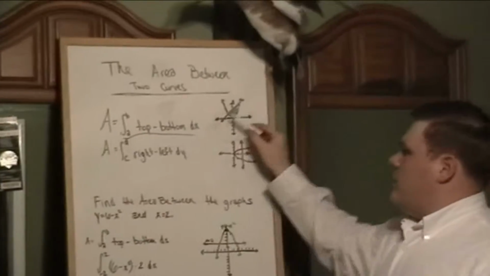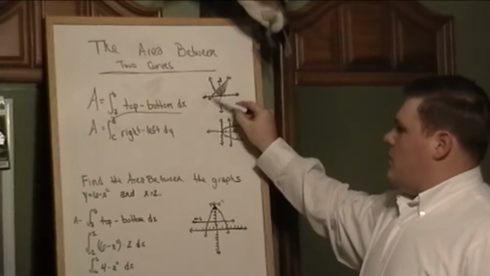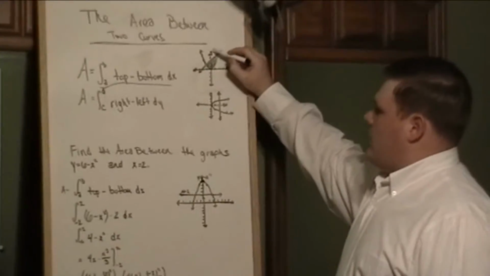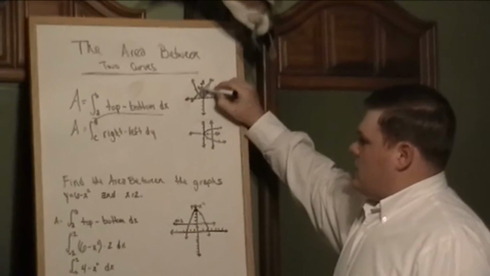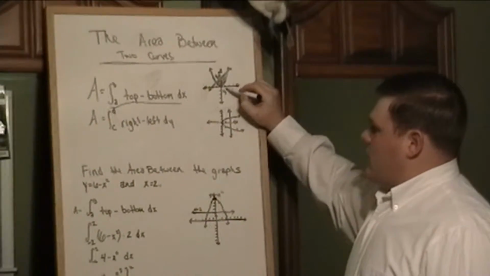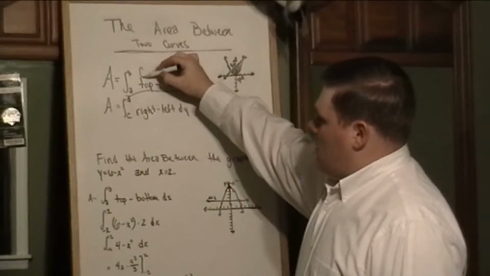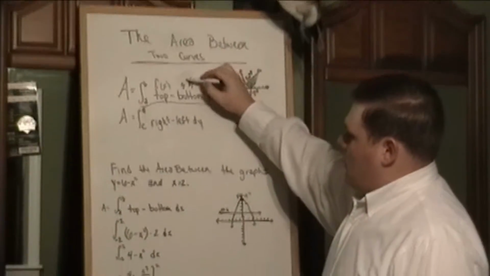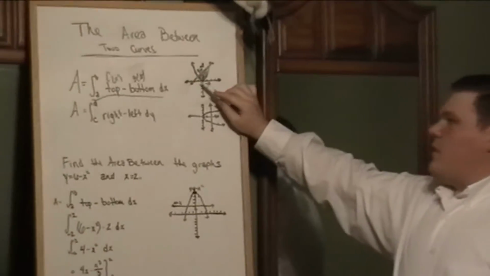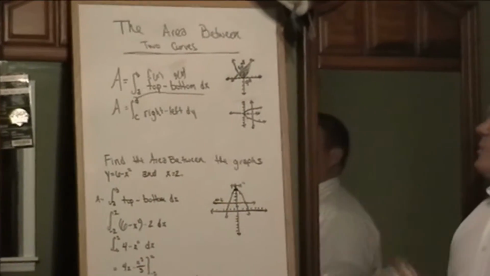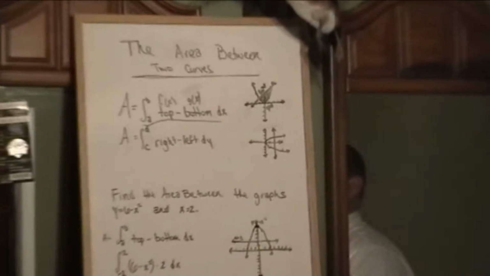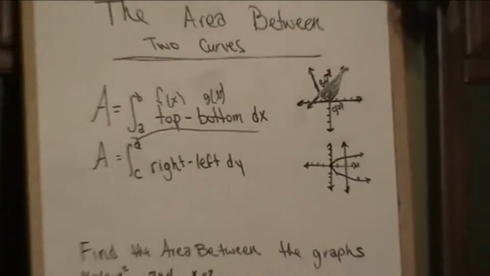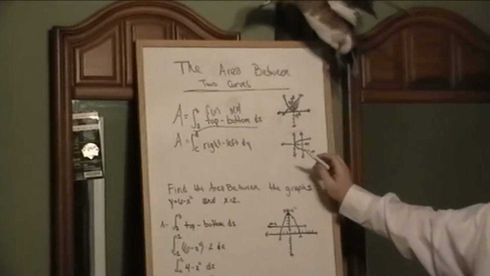The integral of your boundaries here and here of your top function minus your bottom function, and we're going to call our top function f of x and our bottom one g of x. So we'll have f of x here, g of x here. Now that's with a top and a bottom graph. That's distinctly a top minus bottom because you have one of your functions on the top, your other one's on the bottom.